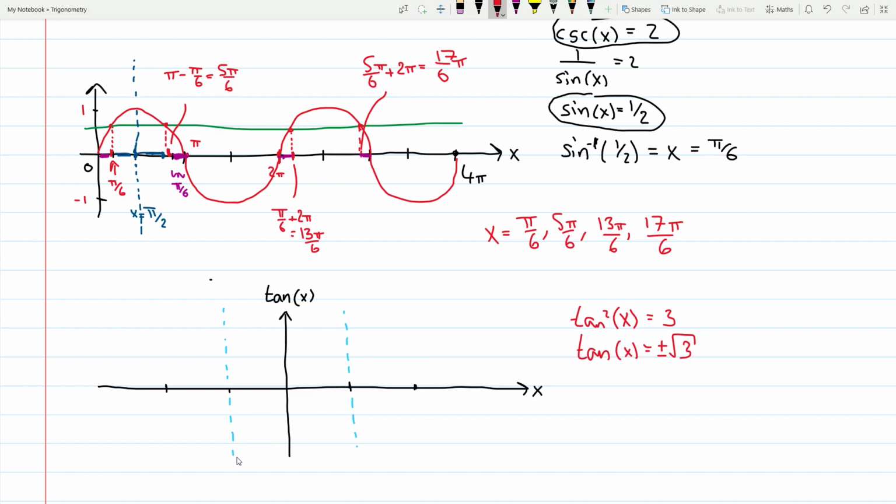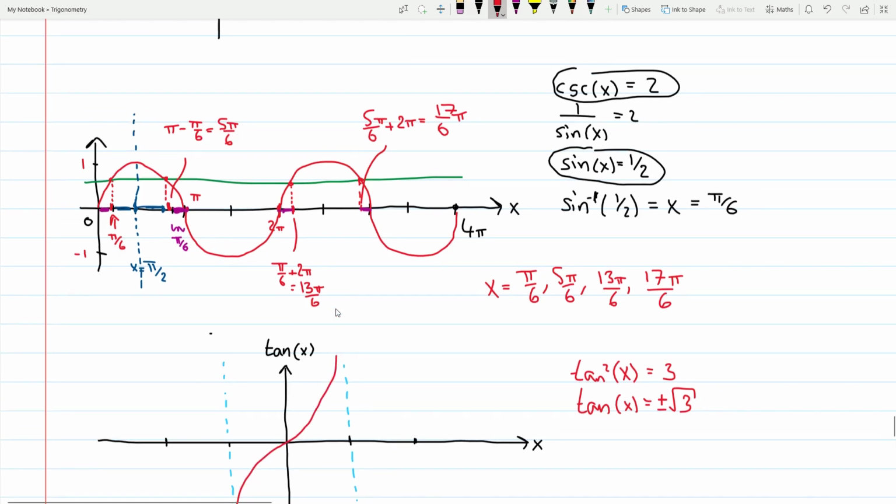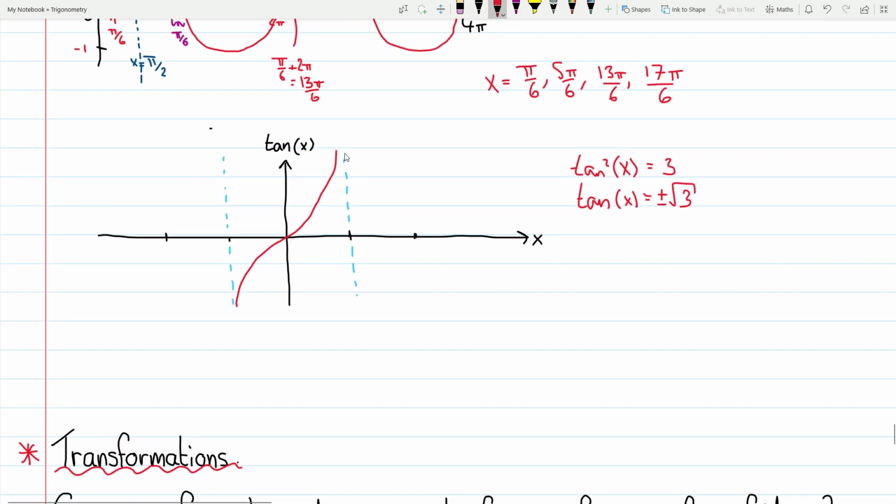Well, the tangent function looks precisely like this. This is pi over 2, so now we've got another branch like here. Like that. And now if I graph plus or minus the square root of 3, which is slightly more than 1, and negative, notice how there are 4 points, 1, 2, 3, 4, for which the tangent of x equals plus or minus the square root of 3, or similarly tan squared of x equals 3.